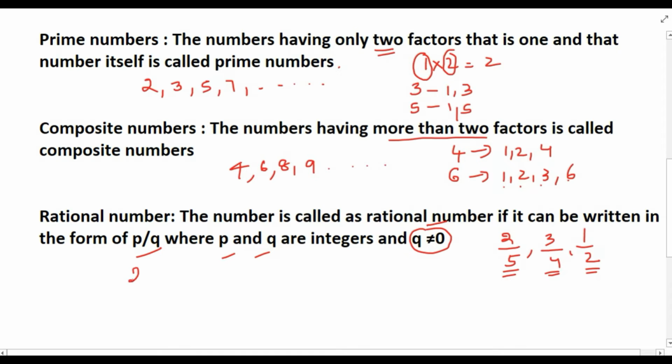So, is 2 a rational number? Definitely 2 is a rational number because I can write 2 as 2 by 1. Is 0 a rational number? 0 is also a rational number because I can write 0 as 0 by 1. And is minus 25 a rational number? Minus 25 also I can write as minus 25 divided by 1. So, 2, 0, minus 25 all are rational numbers. So, the numbers which can be written in the form of p by q, where p and q are integers and q should not be equal to 0, are called rational numbers.